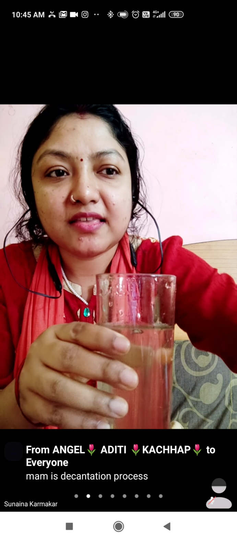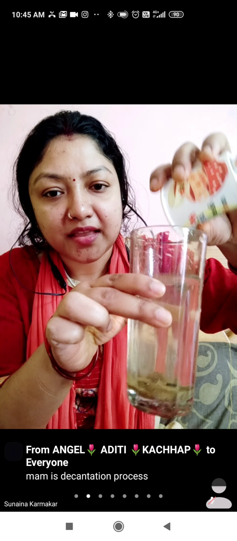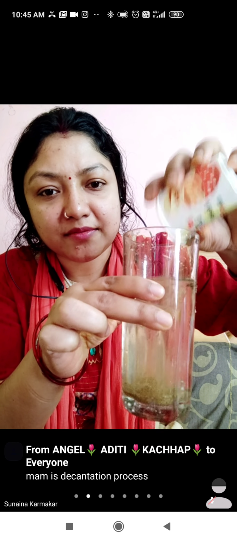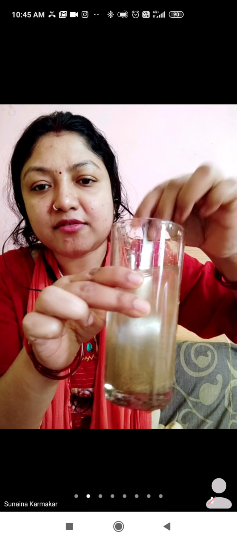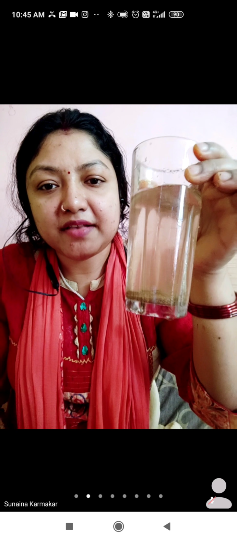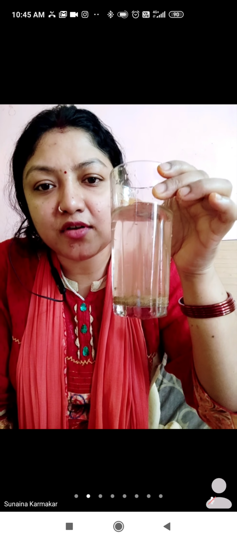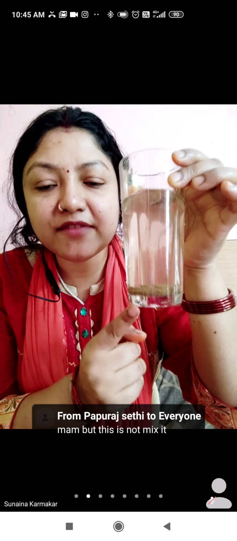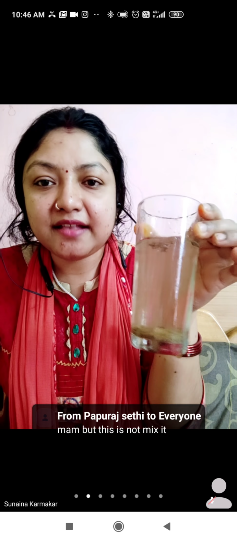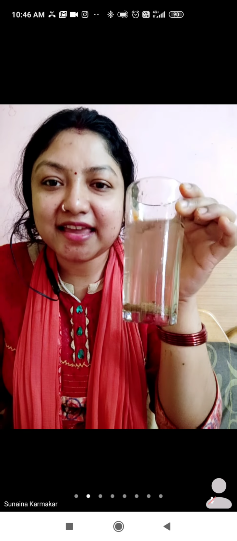Wait, I did. So just see some more sand particles I'm adding to it. I'm stirring it with a spoon, but it's not mixing, it's not dissolving. After a few seconds only, it has gone down to the bottom. Okay, it will not mix. That means sand is not soluble in water.